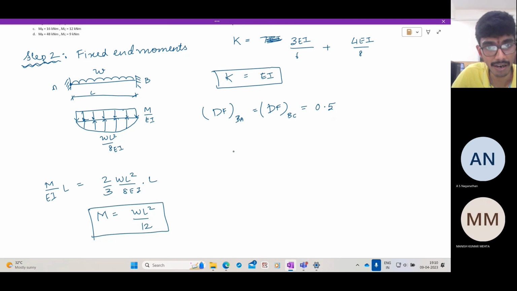The same operation you can repeat for a point load. So you have a point load in the other span, say BC. Here you have WL squared by 12.